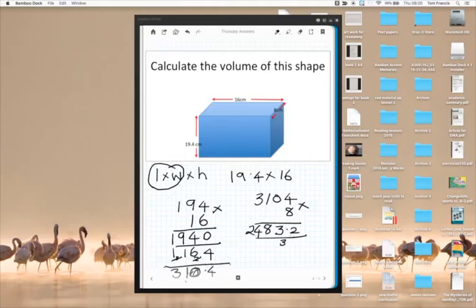So my answer is 2,483.2. And remember the units for volume, centimetres cubed. And underline the answer.